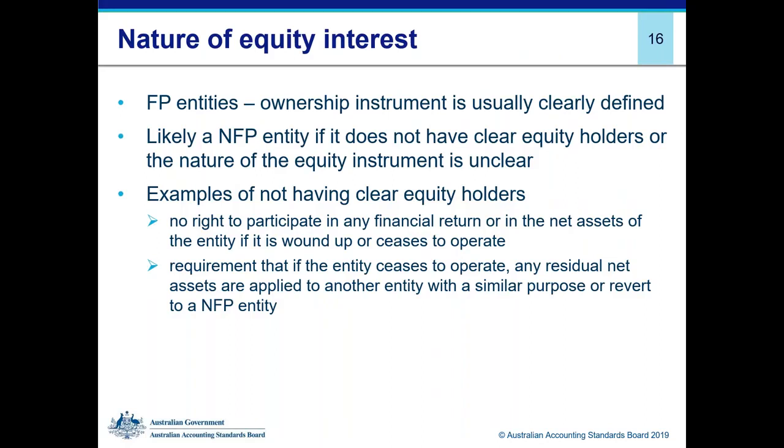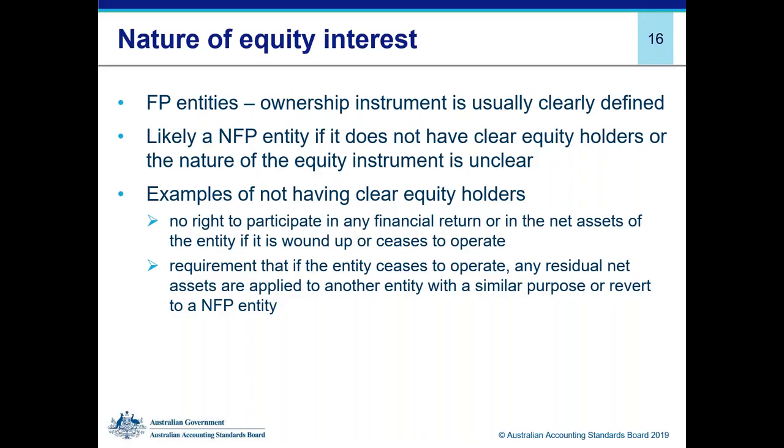So moving on, the next indicator is the nature of the equity interest. In relation to for-profit entities, the ownership interest is usually clearly defined. That's important because it determines their rights to returns such as dividends and rights to residual net assets. Now, we likely have a not-for-profit entity if it does not have clear equity holders, or the nature of the equity instrument is unclear.